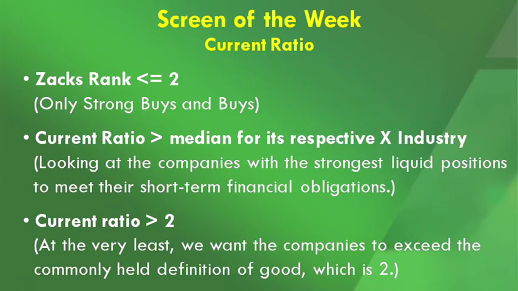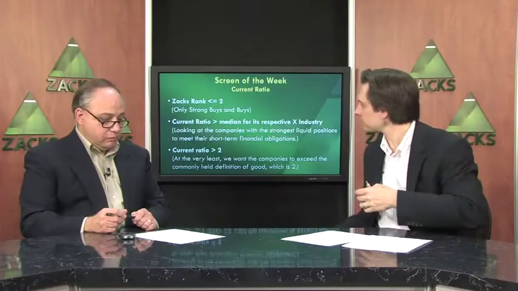All right, hit me with those parameters. All right, here we go. The screen starts off by looking at companies with a Zacks Rank of less than or equal to 2. So again, we're only putting Strong Buys and Buys on our list. Then we get into the current ratio items. We want to find companies with a current ratio greater than the median for its respective expanded industry. Once again, we're looking for companies with the strongest liquid positions to meet their short-term financial obligations. Got it. And then we want to make sure the current ratio is above 2 because, at the very least, we want companies to be better than the commonly held definition of 2.